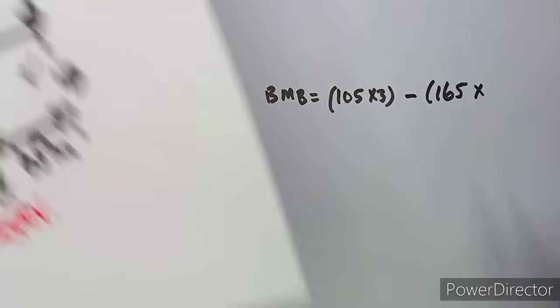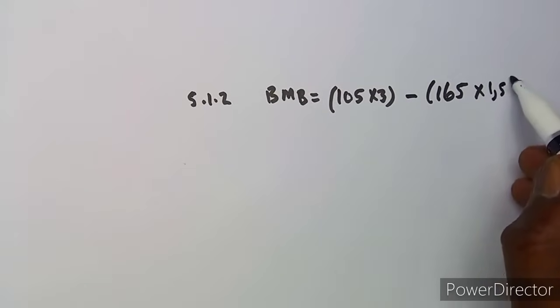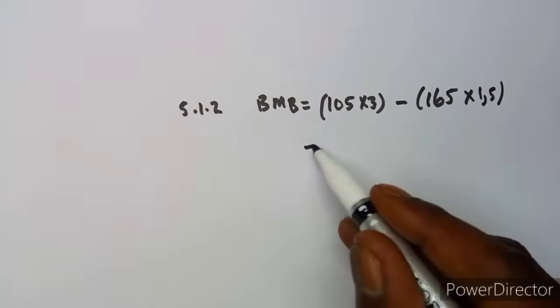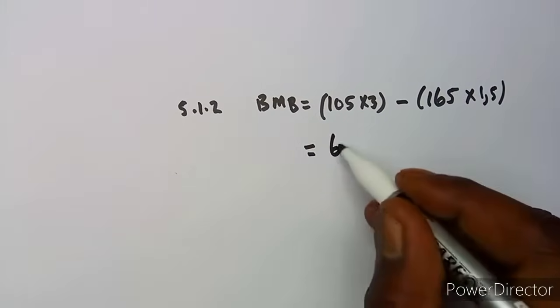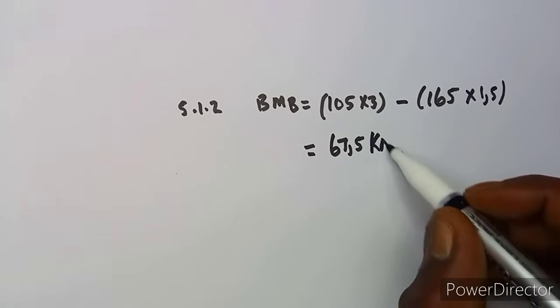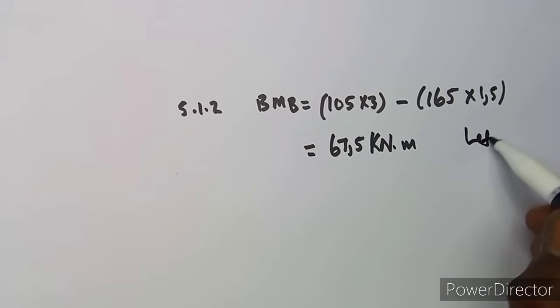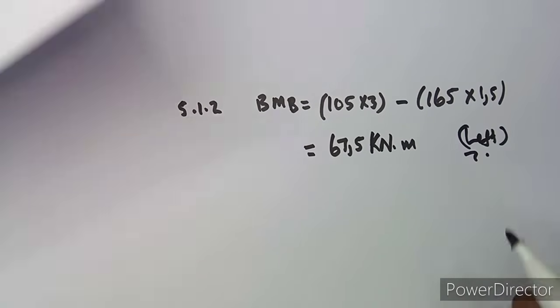165 times the distance back to the point, because you're referring to B, which is 1.5. So that's what you're going to have at the end. Combining this is going to be 67.5 kilonewton meter. I took this from the left side.